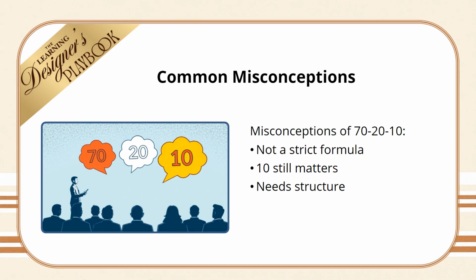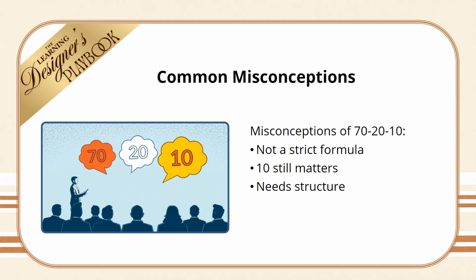Although the 70-20-10 model is widely used, misconceptions are common. One misconception is that it is a strict formula. In reality, the percentages are guidelines, not rigid rules. Another misconception is that formal learning is unimportant. Some assume that the 10 can be eliminated. However, formal learning provides essential foundation and structure.